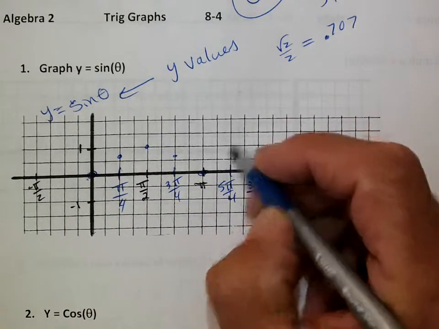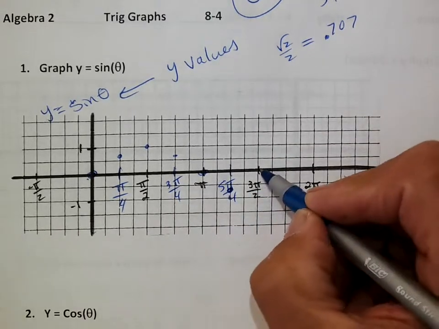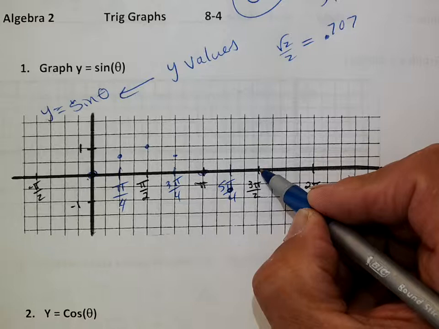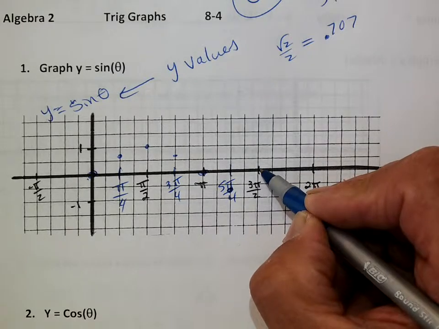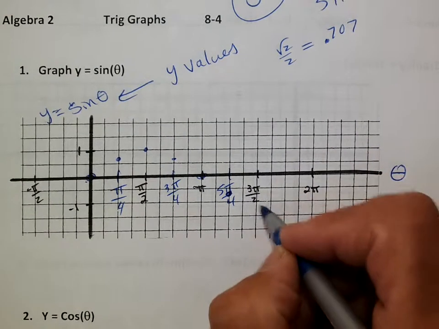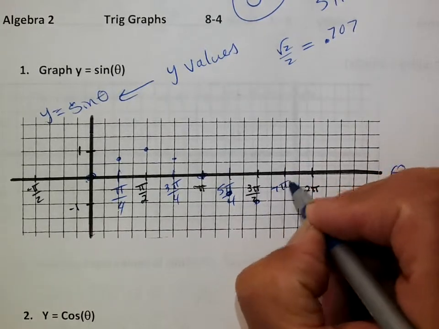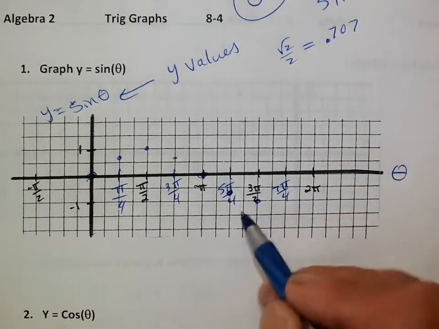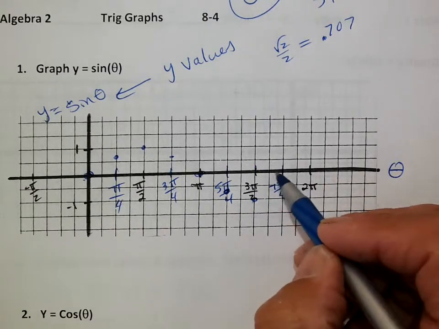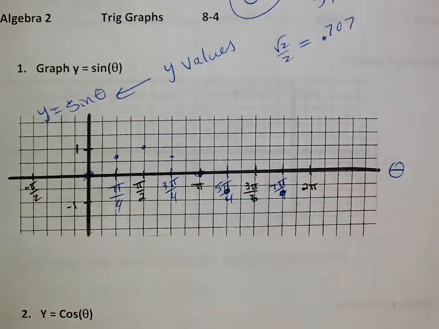Good job, Daisy. Good job, Saul. So approximately right there. At 3 pi over 2, what's my corresponding y value? Negative 1, right? Negative 1 is right here. And then at 7 pi over 4, it's going to be at negative square root of 2 over 2, which is negative 0.7. And okay, I'm all the way back to 2 pi, and the y value is 0, right?